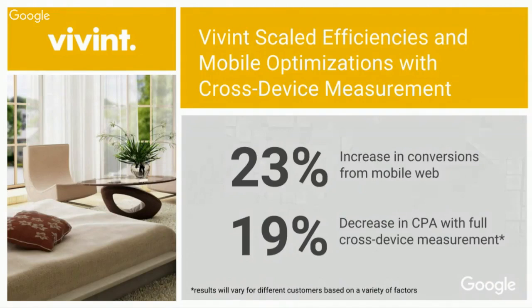So armed with that, they also were able to calculate that their CPA was 19% lower. And you can see how you can create a whole different kind of bidding strategy and optimization strategy with that, and get more customers at a better CPA. So they had some really fantastic results.